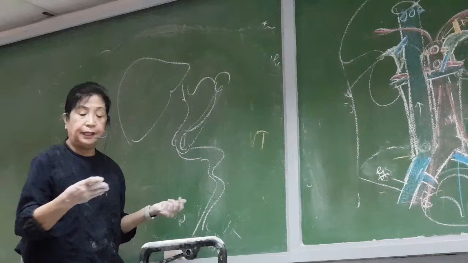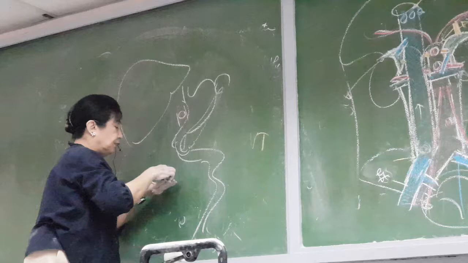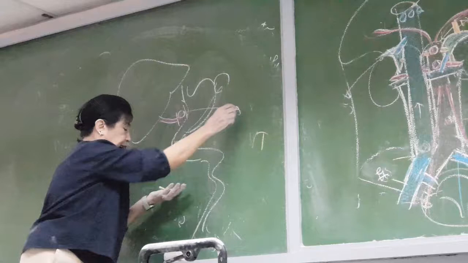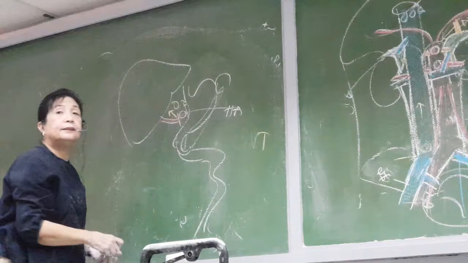Okay? So if you have here your celiac, you have a branch: the hepatic artery. And the hepatic artery carries what? Oxygen. So that is blood supply, right? Then, that is not the only one supplying it.